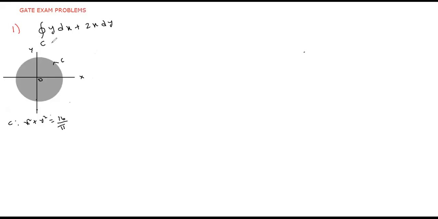This is a problem: integral over C of y dx plus 2x dy, over the circle x square plus y square equals 16 by pi in the xy plane. Because it is a simple closed curve in the xy plane, we can apply Green's theorem. Green's theorem says that the integral of f1 dx plus f2 dy is equal to a double integral over R. What is the region R? R is the region inside the circle.